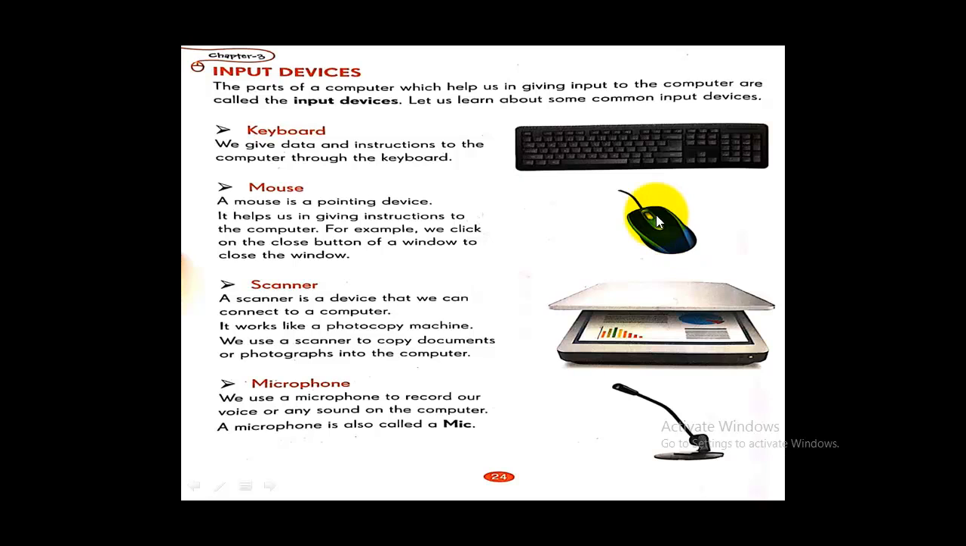That is why this mouse is also known as an input device. Then scanner. If you want to scan a picture and keep it on the computer, what you have to do is keep your photograph here, then close the lid, then use the software for the scanner, and then you can scan and put that picture into the computer. But what we get through paper is known as hard copy.